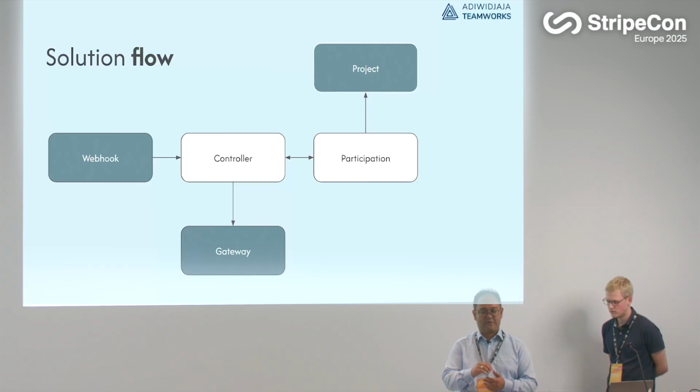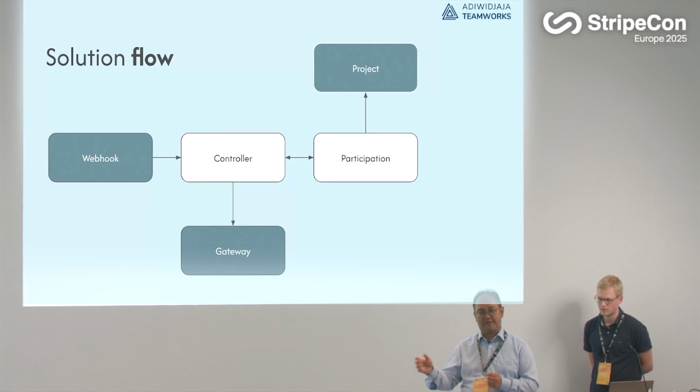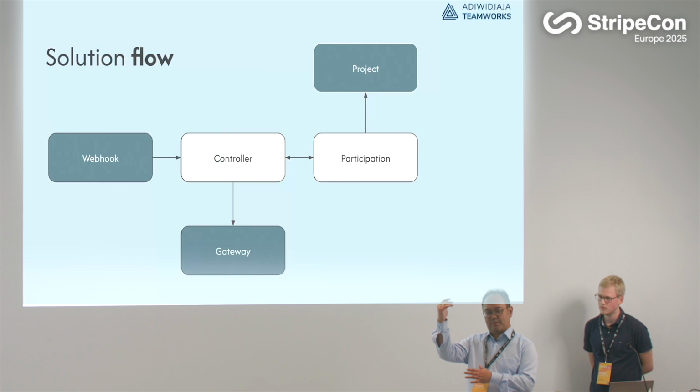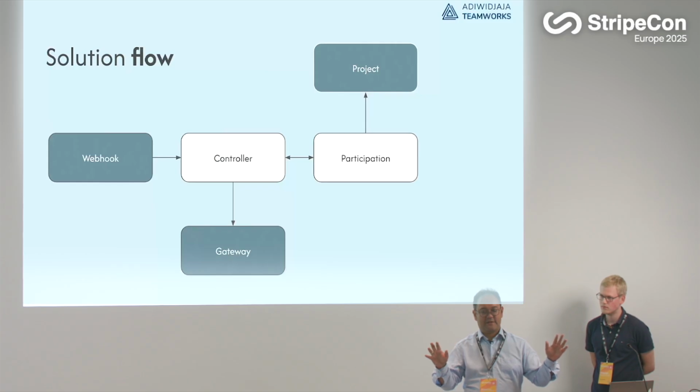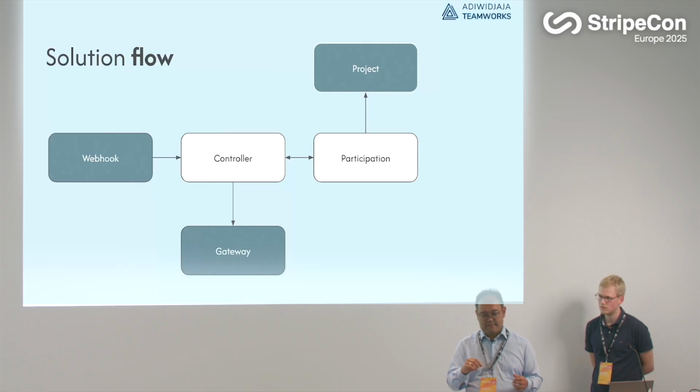That's now the solution flow. The webhook calls the controller and searches for the participation. The participation is connected with the project. In a WhatsApp project, it's by the number and the date of the project, so that it knows which project is meant. And then the project has its configuration, its state configuration, and knows what can be done. The participation, of course, has a state, but that's just a relation to a given state.